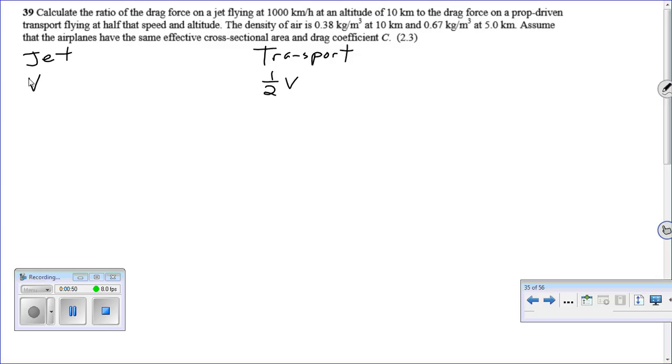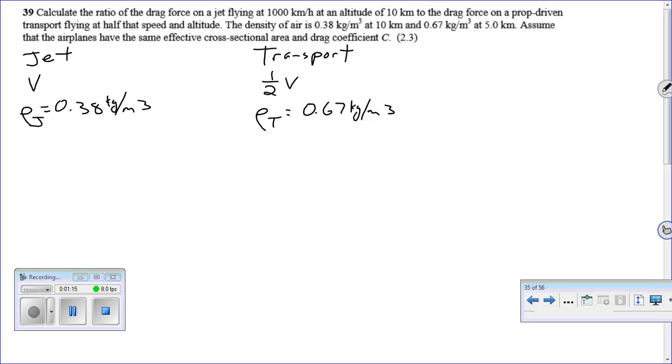And then, let's see, what else do we know? We know the density of air. For the jet, let's call this density J. That's going to be 0.38 kilograms per meter cubed. And the density for the transport, because we're at a lower altitude, the air is denser. So that's 0.67 kilograms per meter cubed.